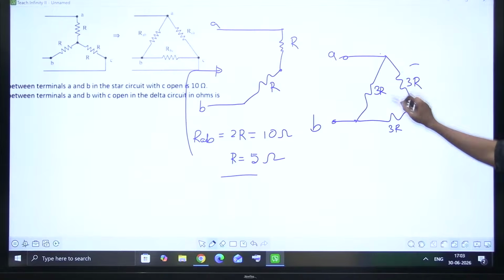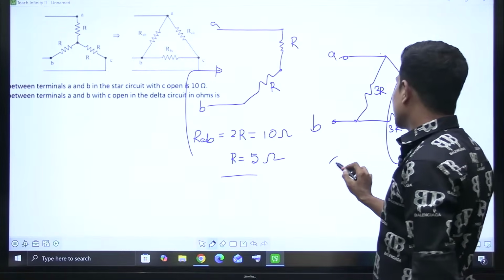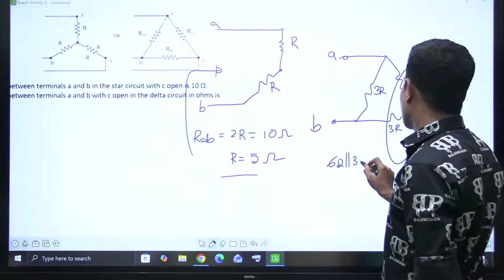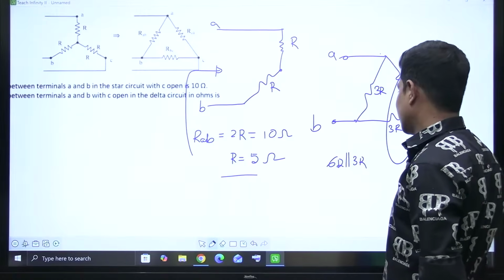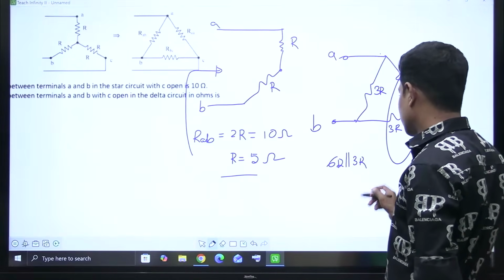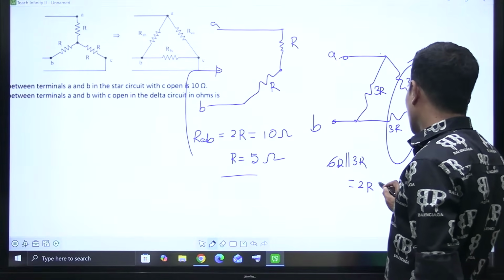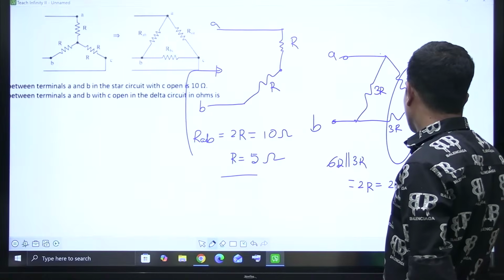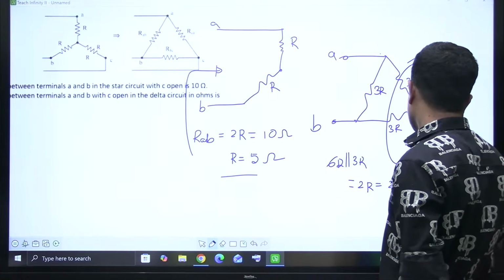Now these two are in series, that will be 6R in parallel with 3R. 6 in parallel with 3 is 6 into 3 by 9, which is 2, so that is going to be 2R. 2 into R is 5, that is equal to 10 ohms. That's all. Very good, Jai Sai.